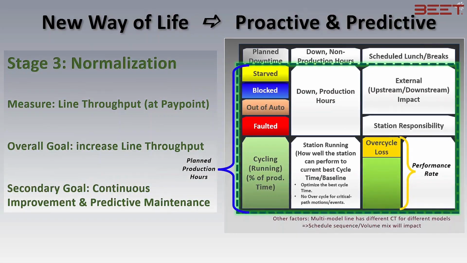Once the asset cycle time is consistent and optimized, we can look across the line and leverage BEET to build automated continuous improvement and predictive maintenance processes. BEET can automatically provide process improvement and maintenance items to help you maintain optimal throughput and reduce unplanned downtime.